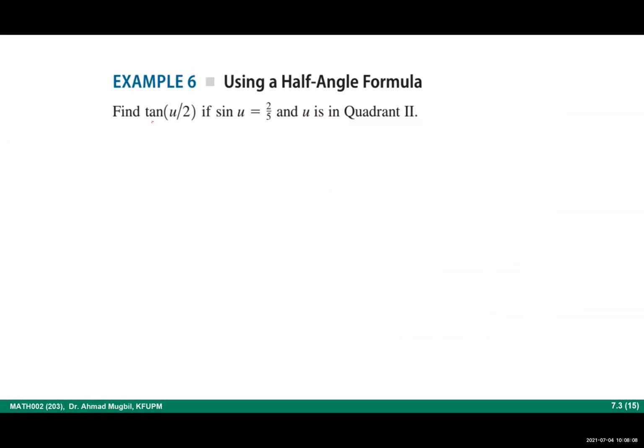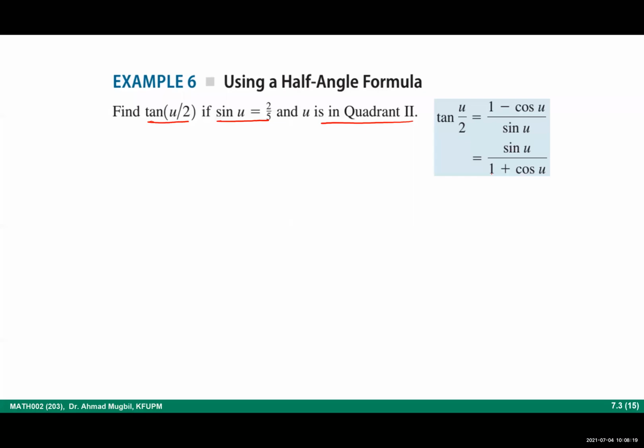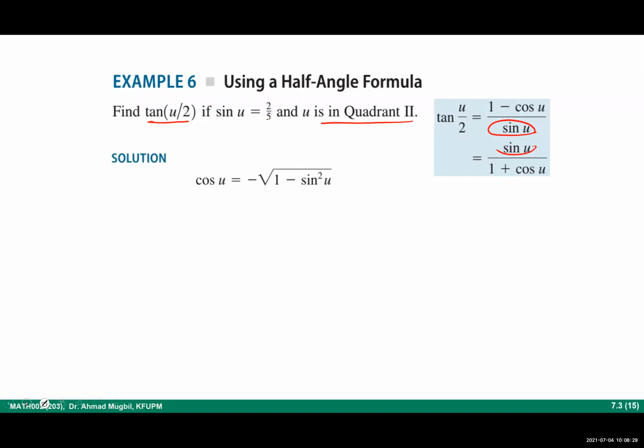Now, find tangent u over 2 if sine u is given for you, and u is in the second quadrant. Now, we know what is tan u over 2. It is 1 minus cosine over sine, or sine over 1 plus cosine of the angle. Now, we have sine. How to find cosine? Of course you can use the triangle, يا شباب, or you can use the Pythagorean identity. Here we will use cosine u equals positive or negative the square root of 1 minus sine squared u. Now positive or negative, يا شباب?